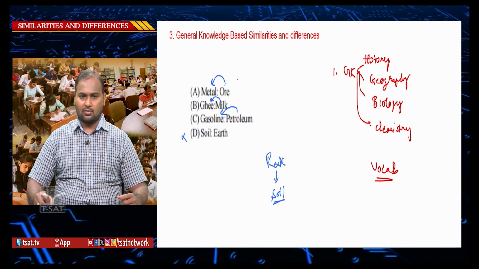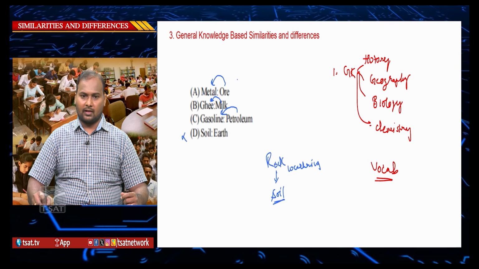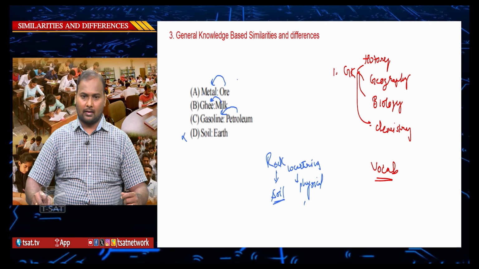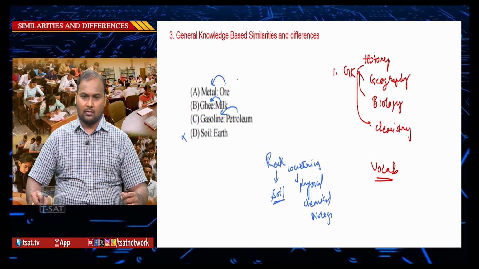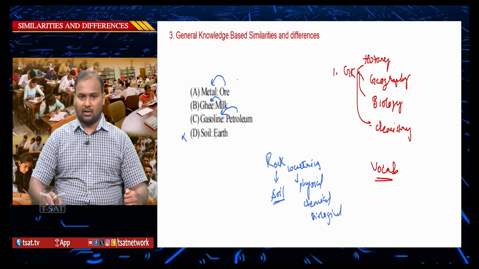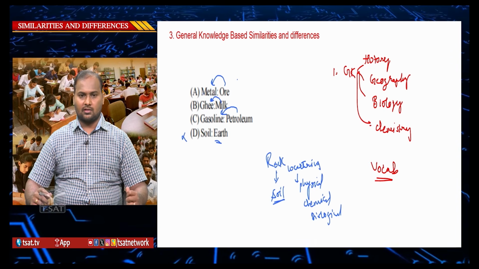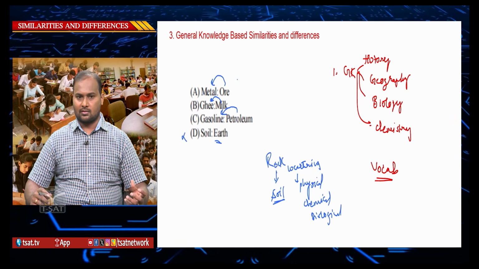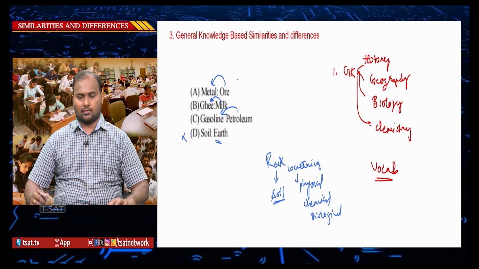Yes or no? Soil forms when rock undergoes weathering, and this weathering may be physical weathering, chemical weathering or biological weathering. You go with any kind of weathering. So rocks undergo weathering and form what? Soil. It is not from the earth. So that is the reason option D is the wrong option. And what about the remaining three options? The logic is the source. For example, for metals, the source is ore. The source for ghee is milk. The source for gasoline is petroleum. So the logic is based upon the source.